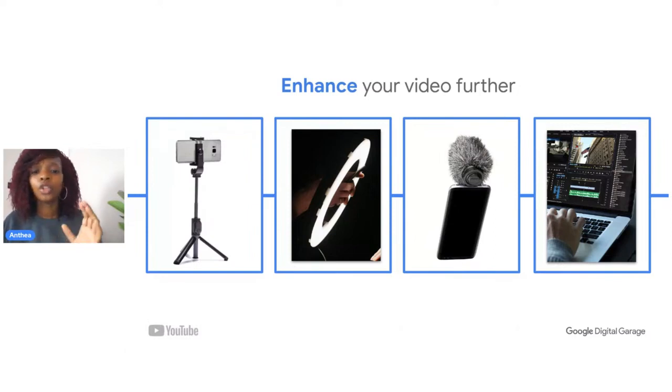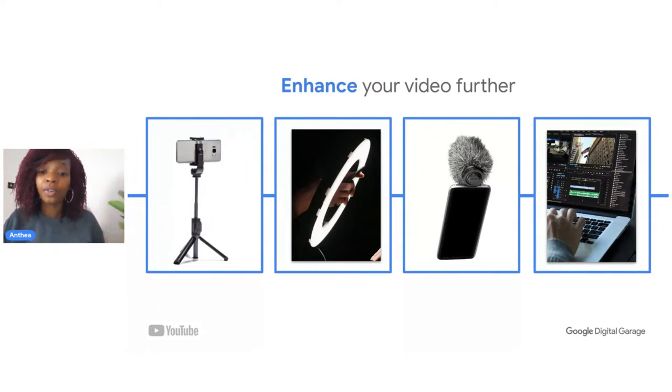For lighting, you can use ring lights. There's a lot of affordable ring lights. I can't see one right here, but you can get small ones and large ones, and it helps you to have a bit more flexibility about where you shoot, because you're essentially taking the light with you.